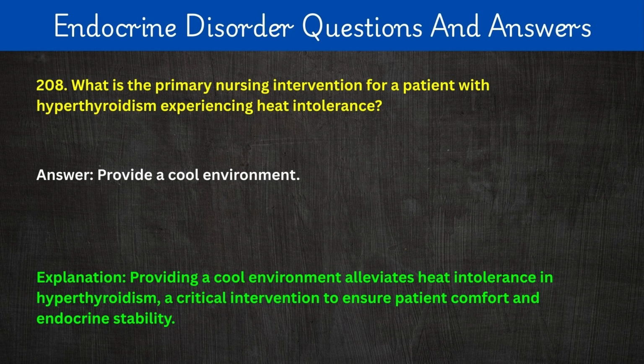208. What is the primary nursing intervention for a patient with hyperthyroidism experiencing heat intolerance? Answer: provide a cool environment. Explanation: providing a cool environment alleviates heat intolerance in hyperthyroidism, a critical intervention to ensure patient comfort and endocrine stability.